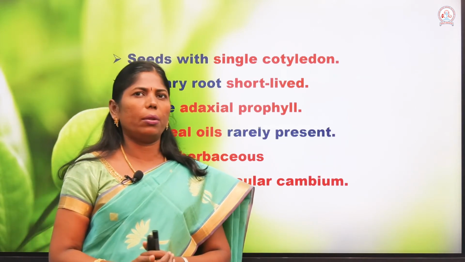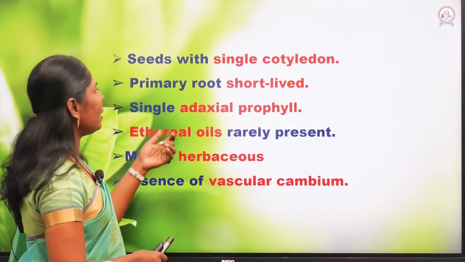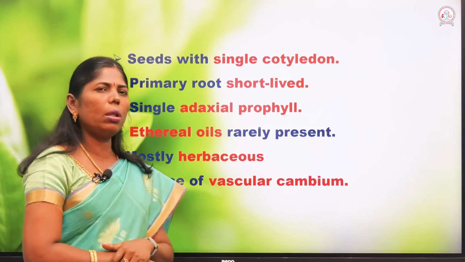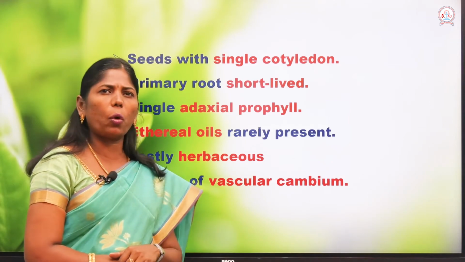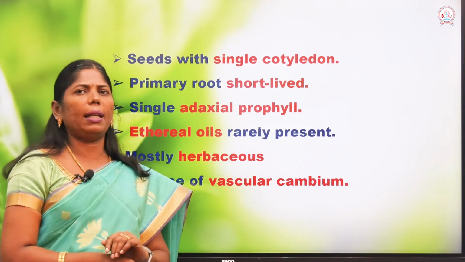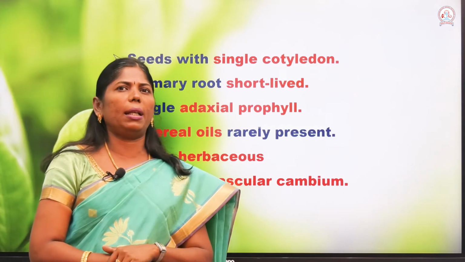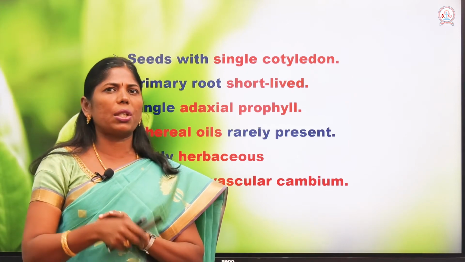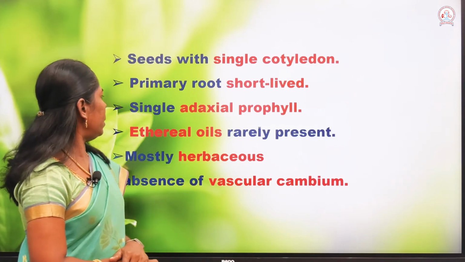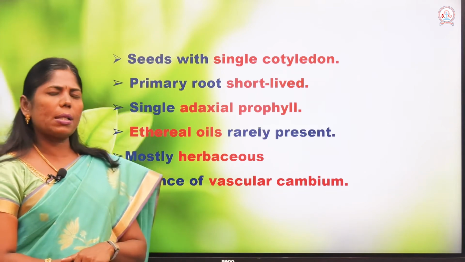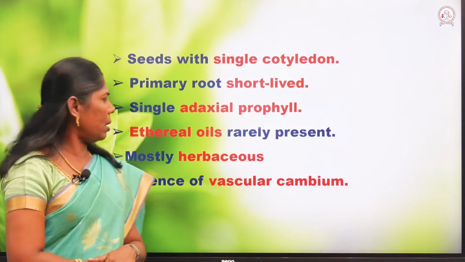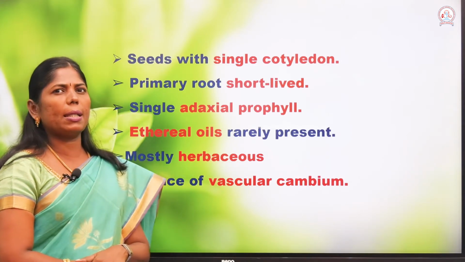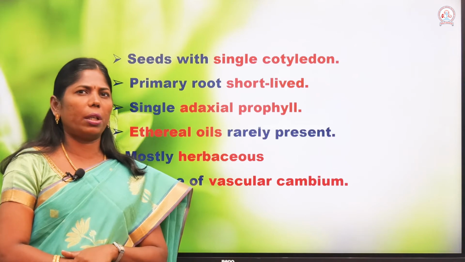Okay, so adala main ah vandena single adaxial profil அப்படினு சொல்றோம். So adaxial sideல na upper sideல இருக்கக்கூடிய profil அப்படிங்கிறது pro means early, fill அப்படினா leaf. Okay வா, so early formed leaves, the early formed leaves வந்து adaxial regionsல form ஆகுது. And வந்து ethereal oils rarely present, அங்க பார்த்ததே மாதிரி தான். So that is a fragrance oil வந்து rarely present and that is mostly வந்து herbaceous அப்படிங்கிறது வந்து ரொம்ப சாஃப்டா இருக்கக்கூடியது plant.